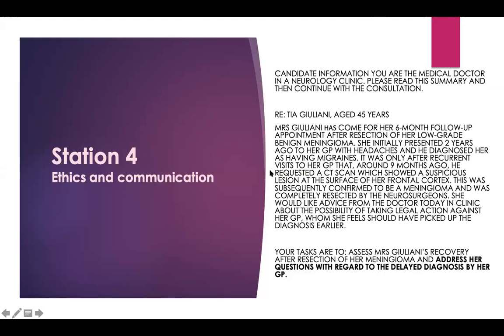So this scenario is basically about the NHS complaint system, okay? And there are a few things I want to say here, as in the discussion.